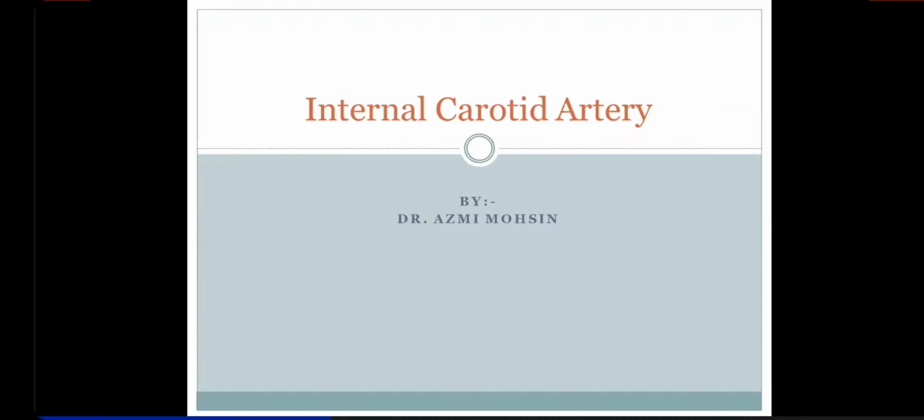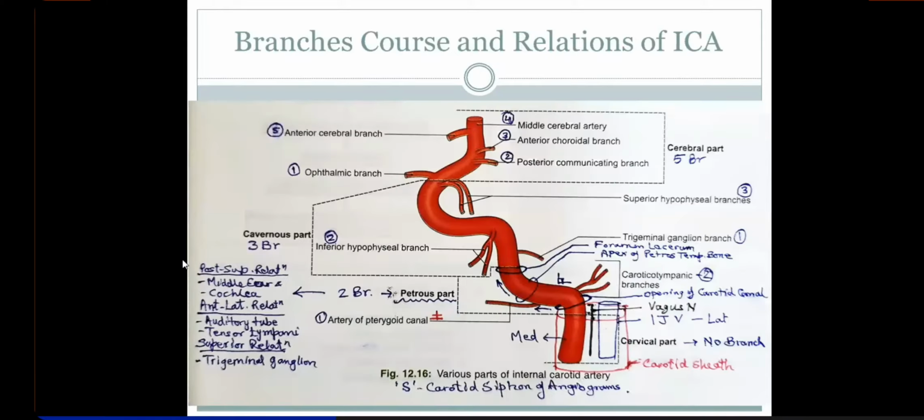It ascends up into the cervical region and reaches the base of the skull, where you find a carotid canal in the base of the skull in the petrous temporal bone. So from there, this internal carotid artery enters into the skull. Clear? Now important is that the cervical part of the internal carotid artery does not give any named branch. There is no named branch from the cervical part of the internal carotid artery.